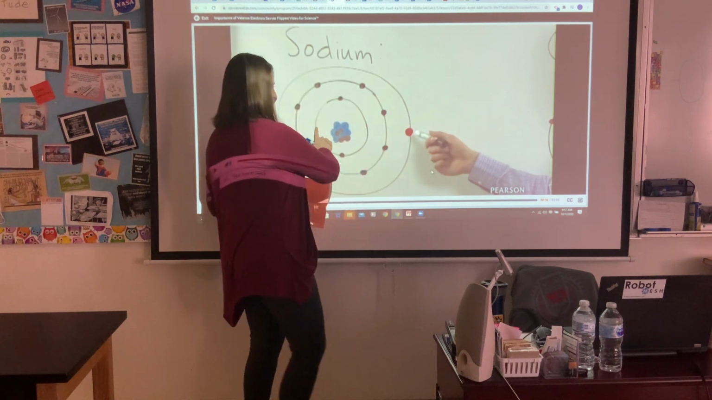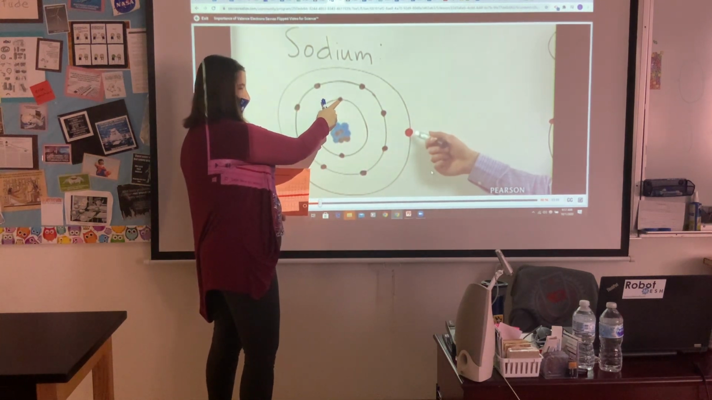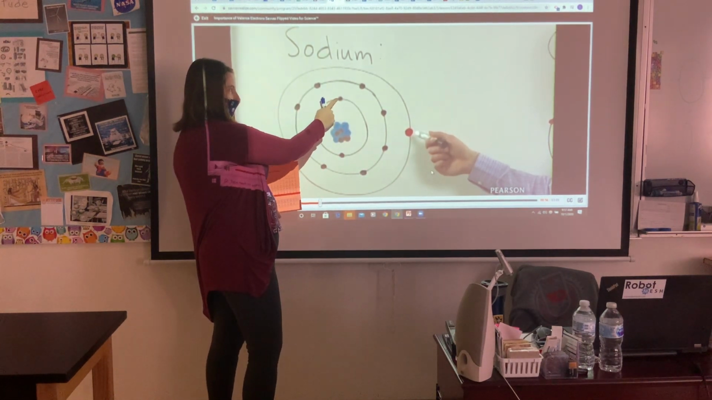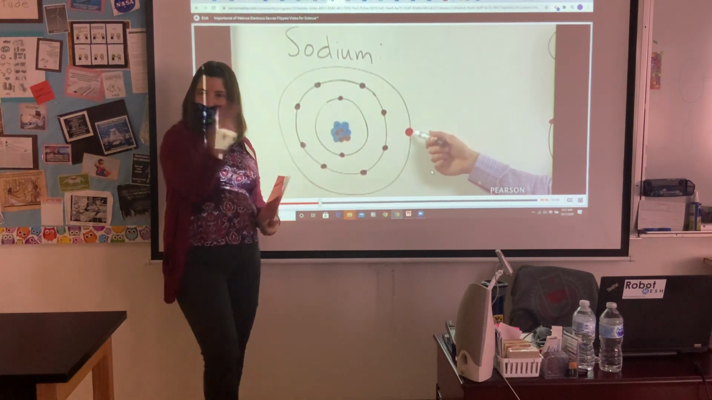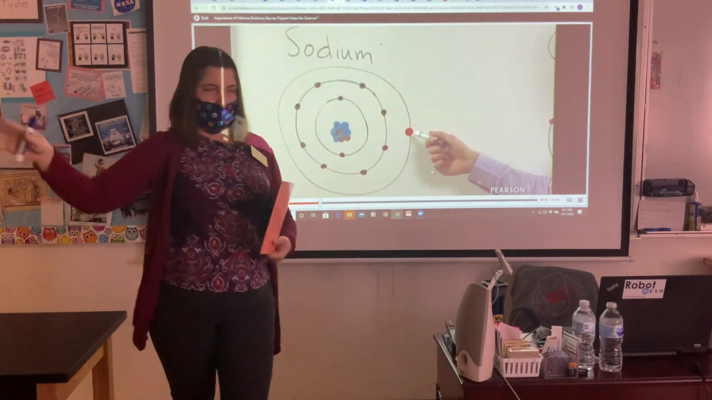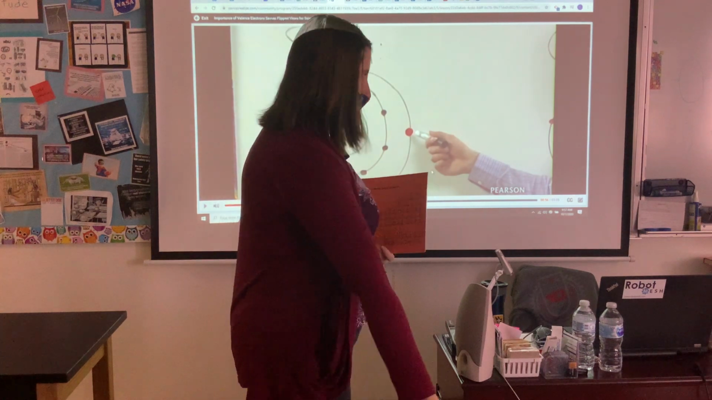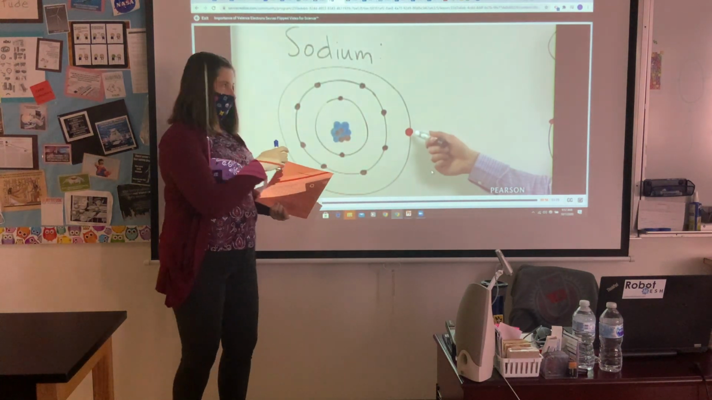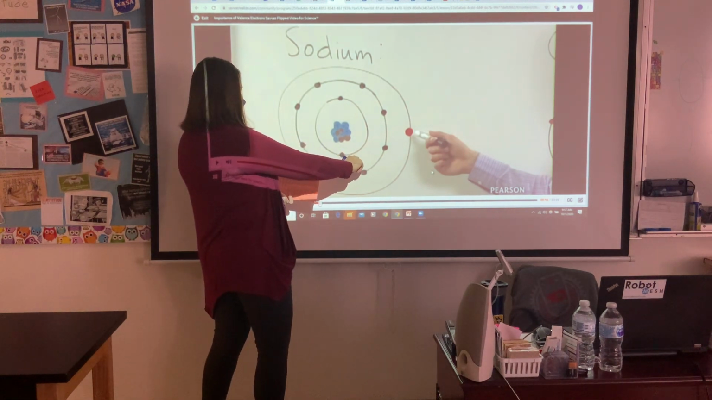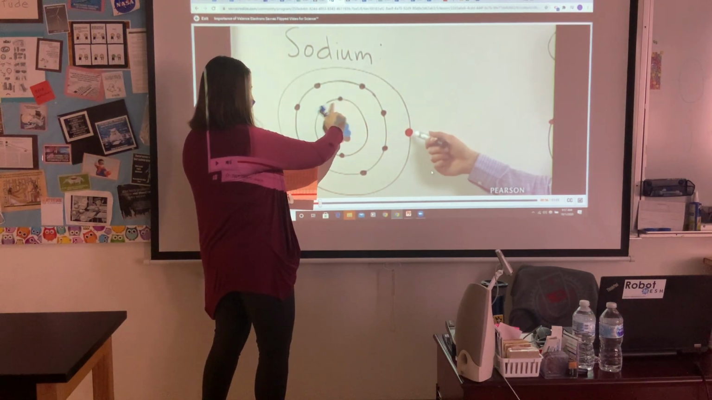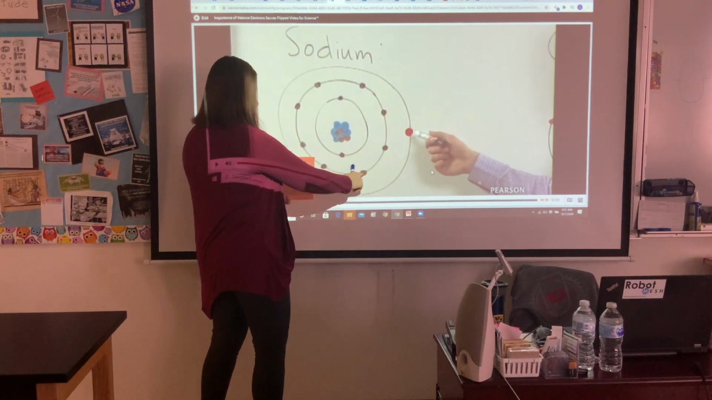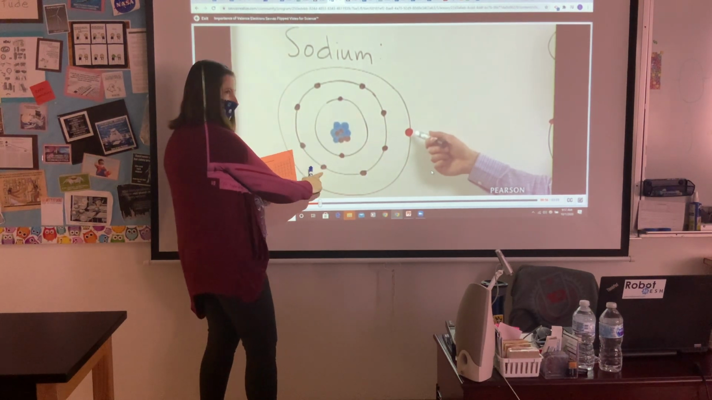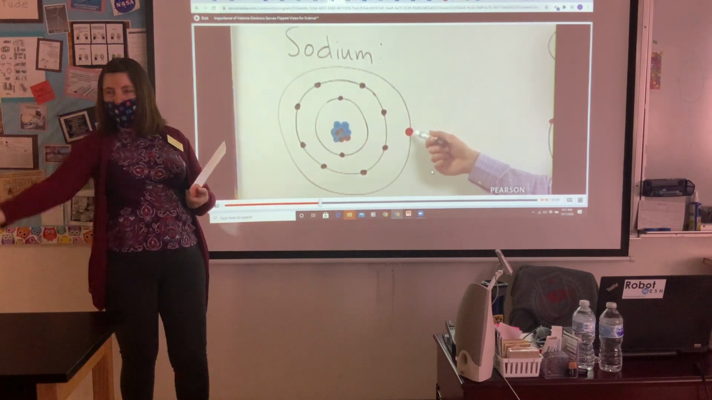So hydrogen only has 1 on the most inner energy level, but is it complete? No, it needs 2. So hydrogen tries to find a buddy. Okay? Fluorine, group 17, has its first 2 filled in, and then it's going to have 7 over here, and it's going to be missing 1. And it wants to have a buddy.